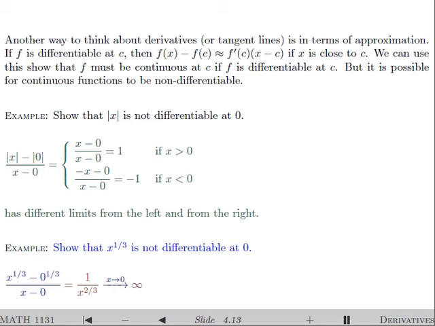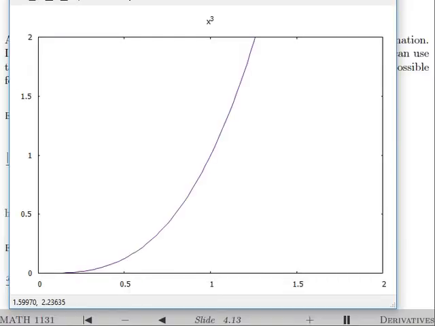Before we leave this topic, I want to show you in terms of graphs what this means. First, let's take a differentiable function. We'll take x cubed. So what does it mean to say that f of x minus f of c over x minus c is approximately a number for x close to c? It says rise over run doesn't change much. If the rise over run doesn't change at all, we know the function is a straight line, a linear function. If it doesn't change very much, it should be approximately a straight line.